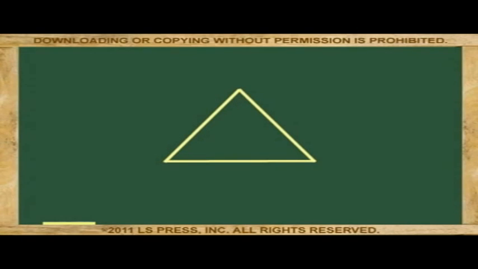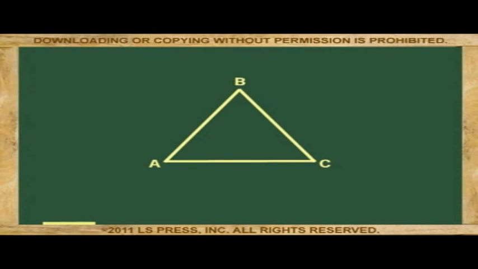Now let's take a typical acute triangle. A triangle has three vertices and three sides. Each vertex is assigned a letter. For example, A, B, and C. This will allow us to identify each side by a combination of letters to use as reference.